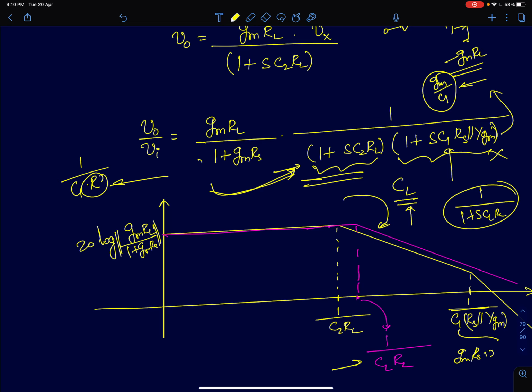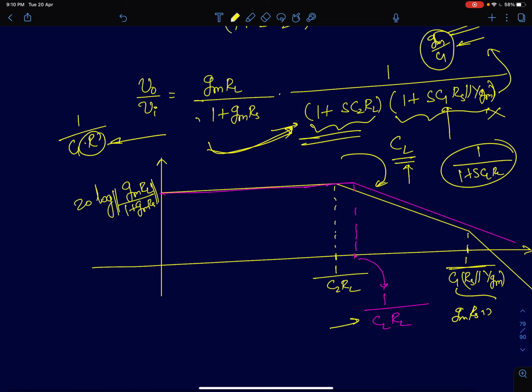So we can say the dominant pole, I introduced what dominant pole is in the previous lecture. When we have multiple poles in a system, the lowest frequency pole will dictate the overall behavior of the system. So that pole we call the dominant pole. The dominant pole remains more or less the same, which is 1 by CL RL. I have assumed CL to be much greater. So C2 here is CL plus CDB plus CGD. I have assumed it to be much greater than the parasitics. So that's going to be the dominant pole.